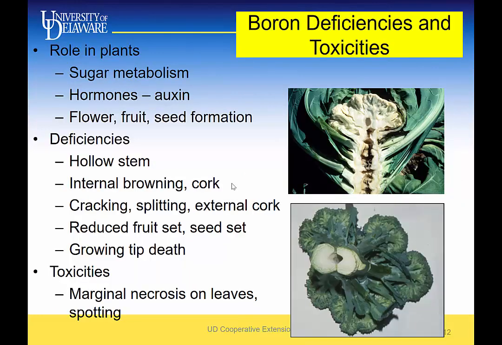Boron's another one that's pretty unique to vegetable crops. It's involved in sugar metabolism, hormone development, auxins, and then flower, fruit, seed formation. So we see this in some crops as hollow stems or internal cork, cracking, splitting in external cork on plants. We'll see reduced fruit set, reduced seed set, and we'll see growing tip death. On the other hand, you can fry plants with boron. Just a little extra boron, you'll kill it. So it has a real narrow application window, application rate amounts that you can use.